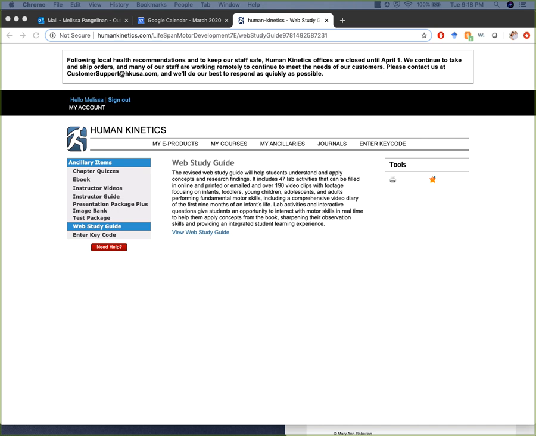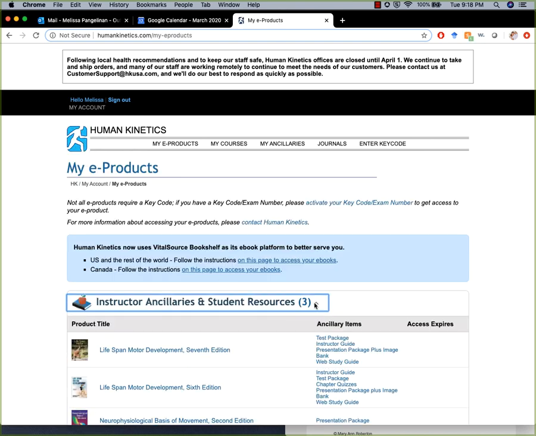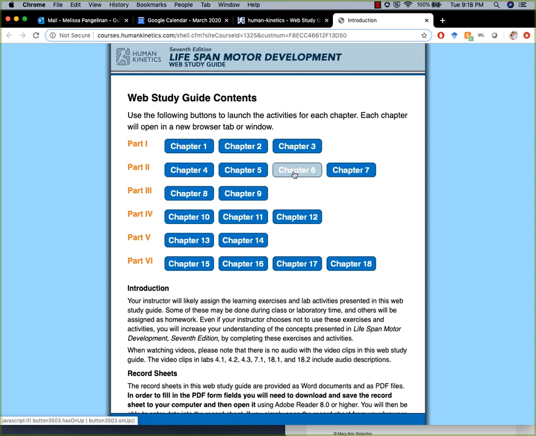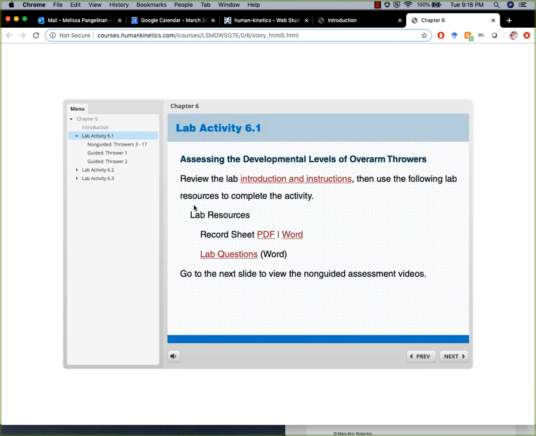So the first thing we're going to do is sign on to the Human Kinetics website and go to My eProducts. Then we're going to look at the Lifespan Motor Development 7th edition and click on the Web Study Guide. Then we're going to click on the Web Study Guide on the next page. Then we're going to go to Chapter 6 and click on Lab Activity 6.1. You can ignore the instructions and introduction that's provided here, and we can go ahead and get started.